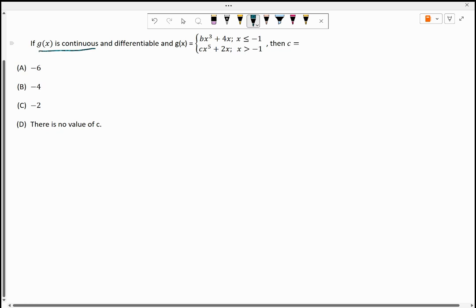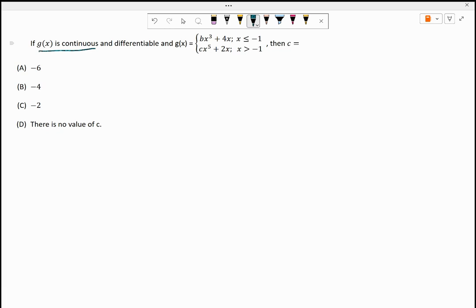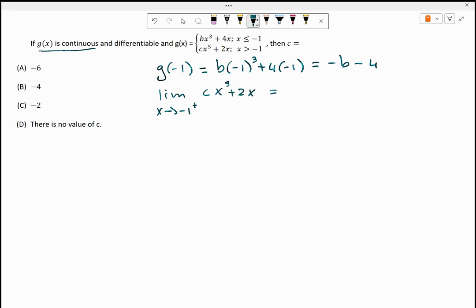That tells us that the limit as x approaches -1 from the left-hand side is going to be the same as the limit as x approaches -1 from the right-hand side, and both those values will equal g of -1. So g of -1 here is b times -1 to the third power plus 4 times -1, which is negative b minus 4. This is the same as the limit as x approaches -1 from the right-hand side of cx to the fifth power plus 2x, which is c times -1 to the fifth power plus 2 times -1, which is negative c minus 2.